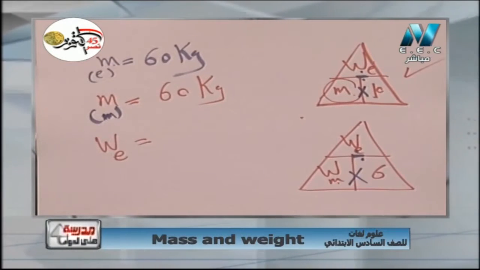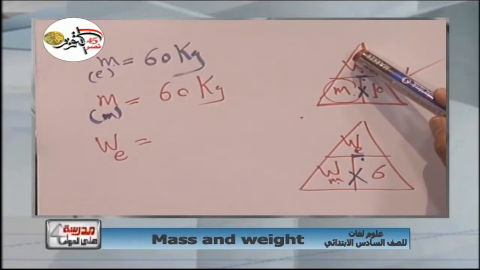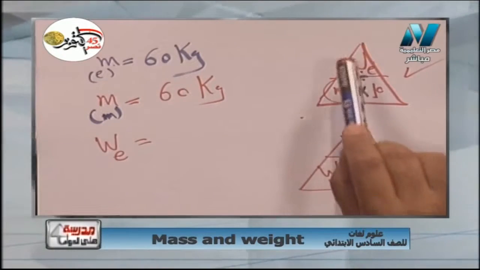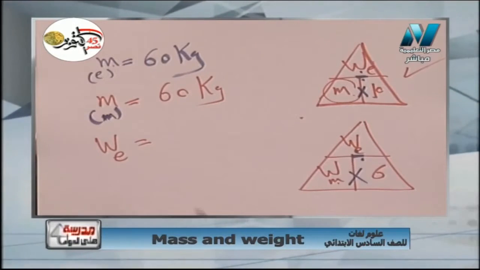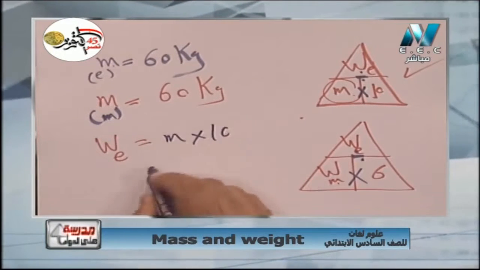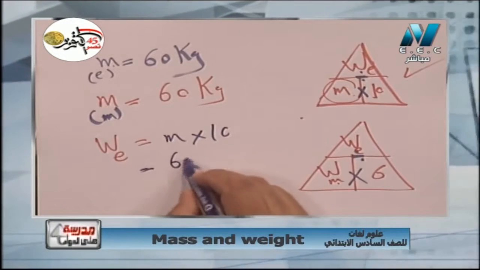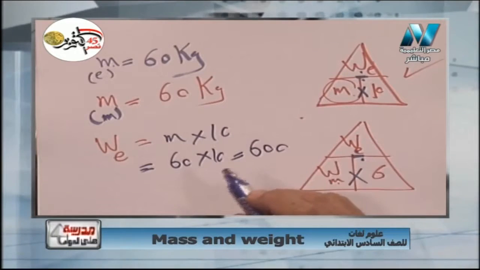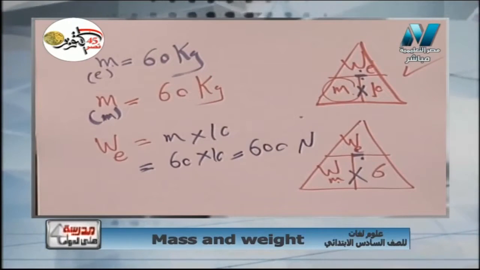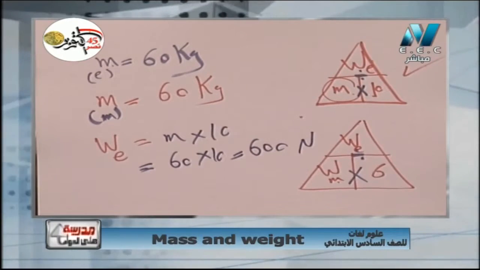عشان اوصل له حط القلم عليه: weight on the earth equal mass by 10. So I can write the law. Weight on the earth equal mass by 10 equal 60 by 10 equal 600. 600 what? 600 Newton. Why? Because we always measure weight in Newton.